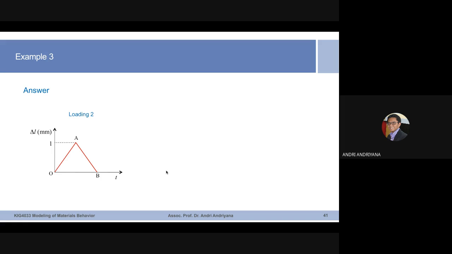Okay, so similarly here, we need also to identify whether at point A, we already exceed the yield strength or not yet, whether plastic deformation occurs or not yet. So we can determine what is actually the strain at yield, which is sigma yield over elastic modulus, which is 0.001. And this is way lower than the strain at A, which is 1%. Which means that at point A, plastic deformation has also already occurred.